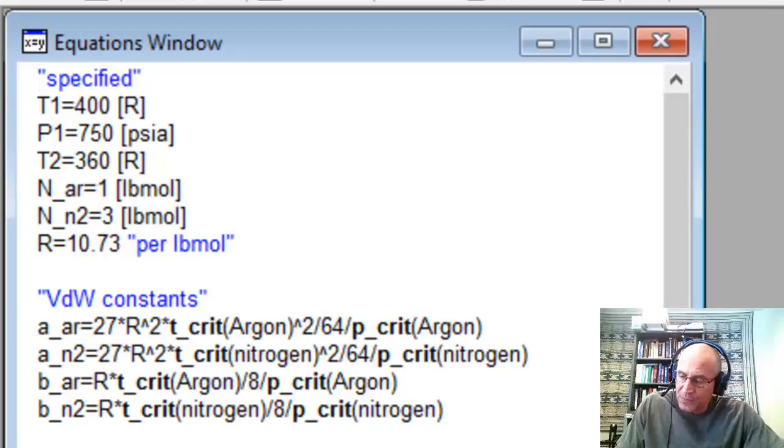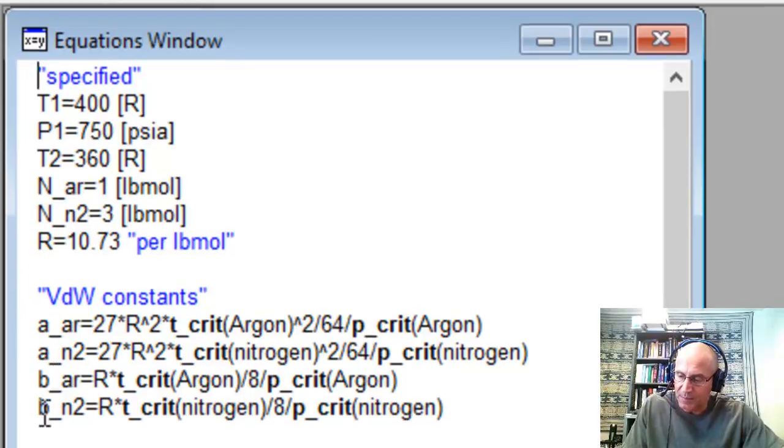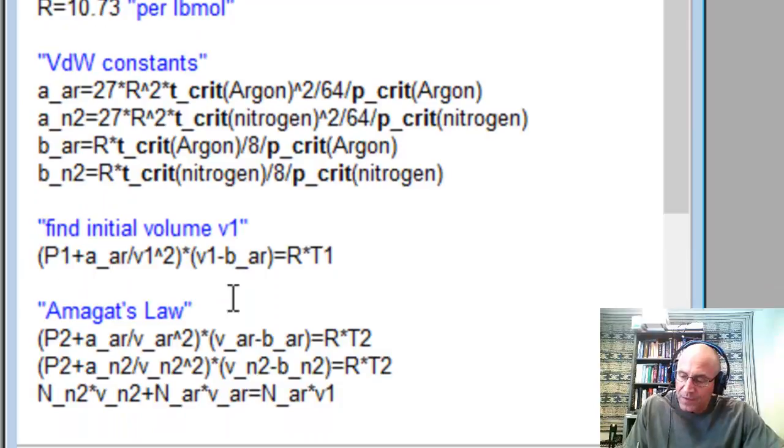All right, so the first thing I wanted to do is find my van der Waals constants a and b. Remember, there are different values of a and b for the two materials, so I've got it for argon and N2. And if you look here, I'm using the T-crit and the P-crit functions within EES to get those values. So that's going to give me my values of a and b. And then this is finding my initial volume. So this is that tank on the left, my initial point where it just had argon. That's going to use P1 and T1, and it gives me my specific volume, little v1. And I'm going to multiply that by the number of moles, which is just 1 in that case.